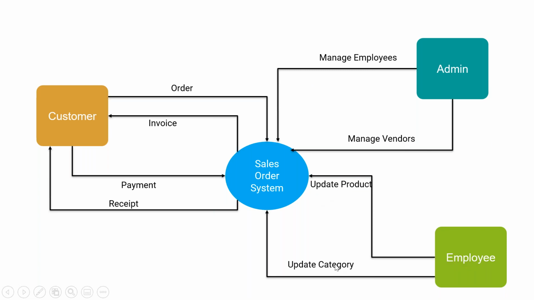So admins will manage the employees and vendors. Employees will update the product and update the category, which are to be listed on the website. And customers will make the order, make the payment. They will get the invoice and receive.